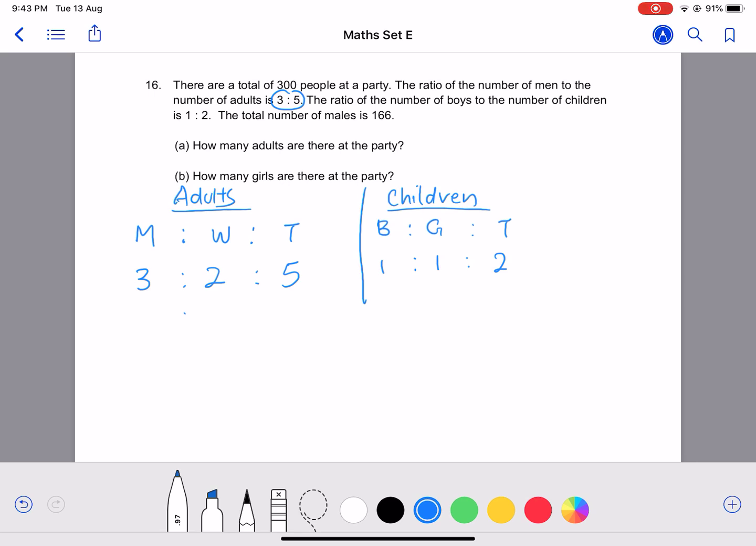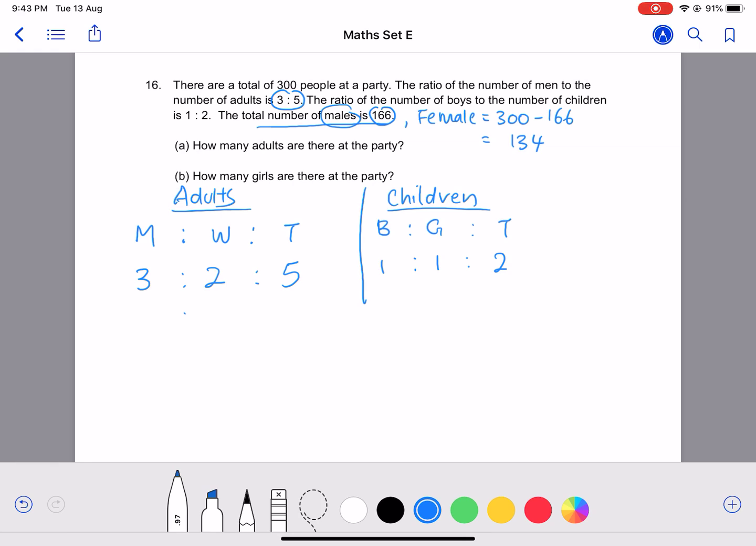Let's read on. Total males, males includes the children and the adults, right? Is 166. Now hidden information, I can also find what is the female. Right? 300 minus 166, which is 134. This is hidden information.